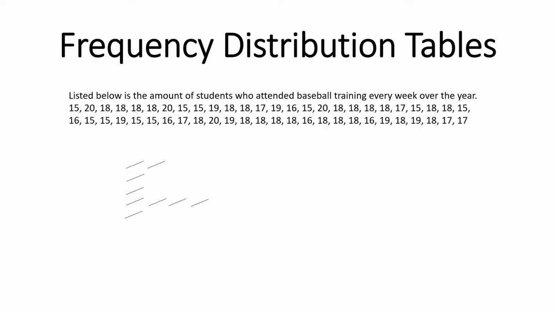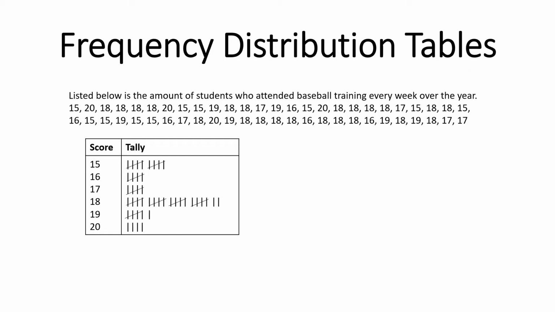Let's have a look at an example. Listed below is the amount of students who attended baseball training every week over the year. When we look at all of that data, we can see we have a lot of data that is quite difficult to sit there and type into our calculator. So let's put it into a frequency distribution table.